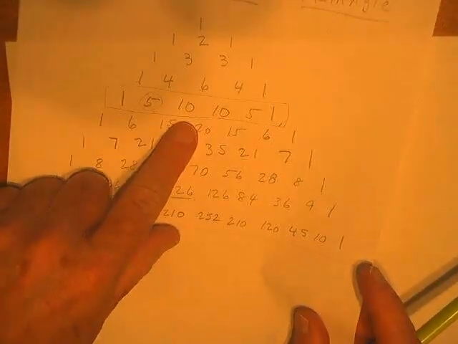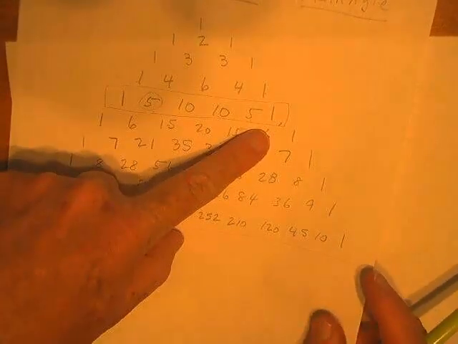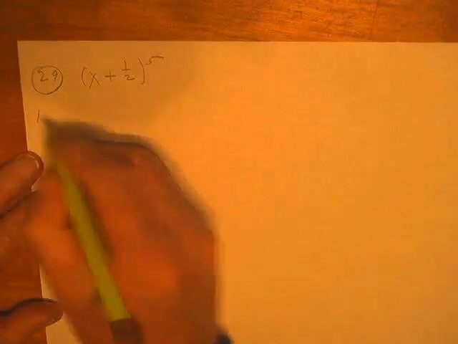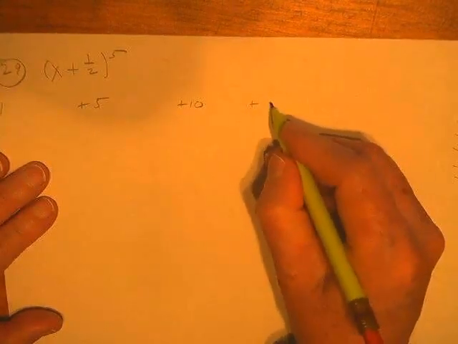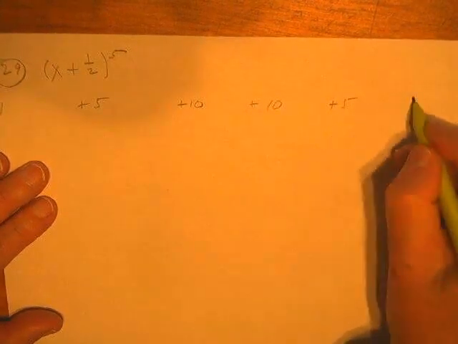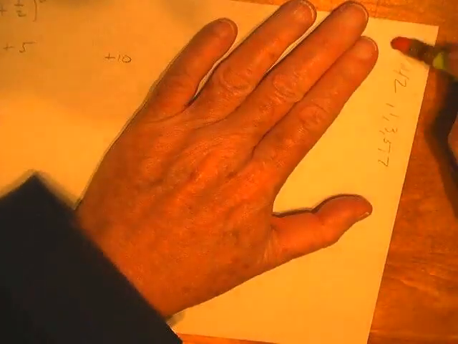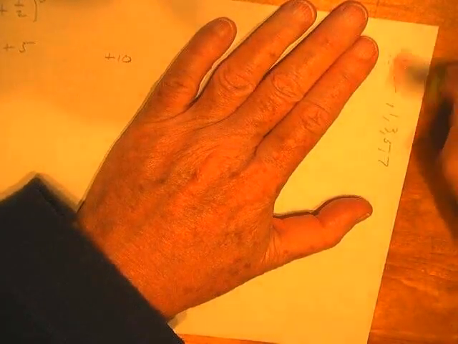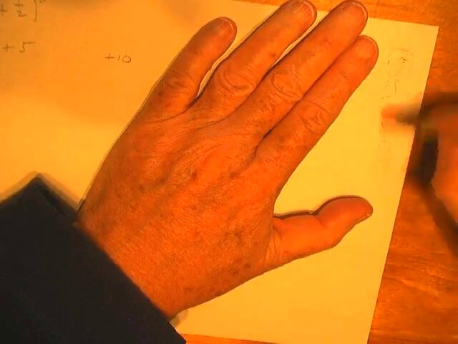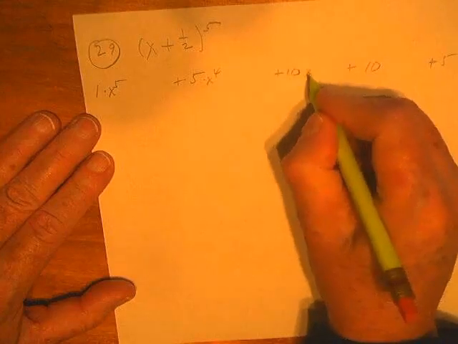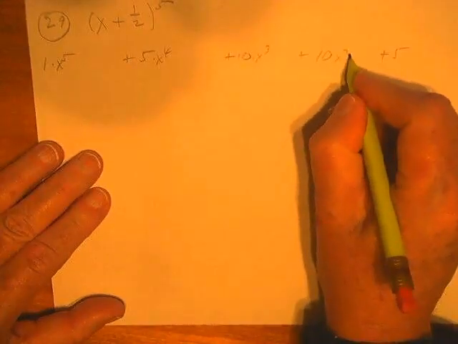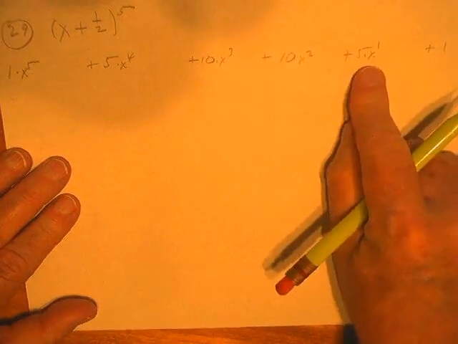Look right here. 1, 5, 10, 10, 5, 1. I laid my paper down landscape. Just going to get in the way over here. Okay? And so let's stair-step the x. x to the 5th, x to the 4th, x to the 3rd, x squared, x to the 1st, and we run out.